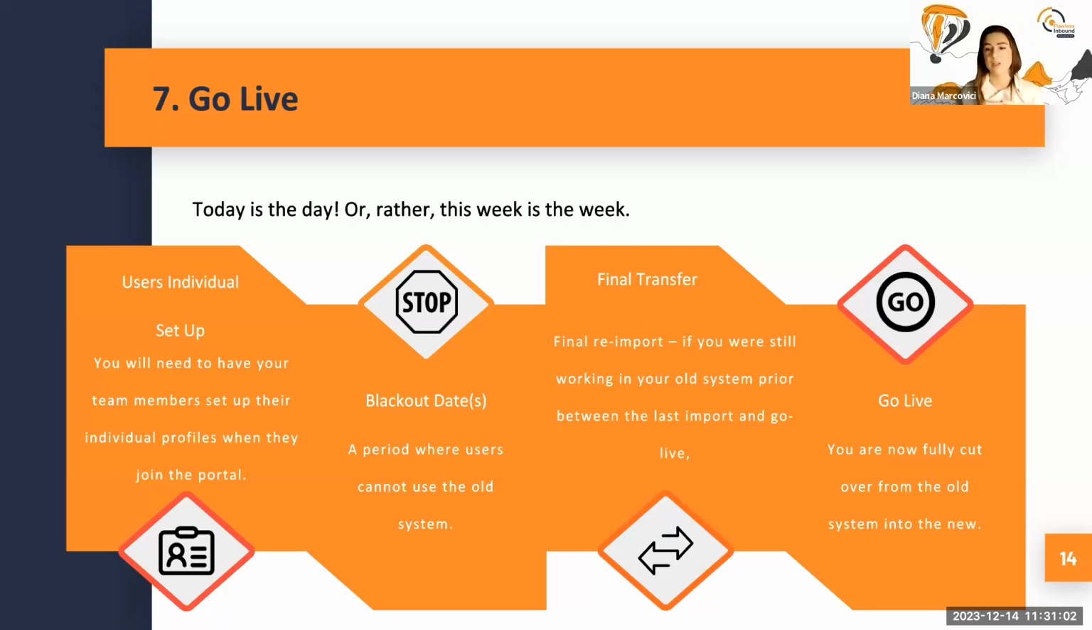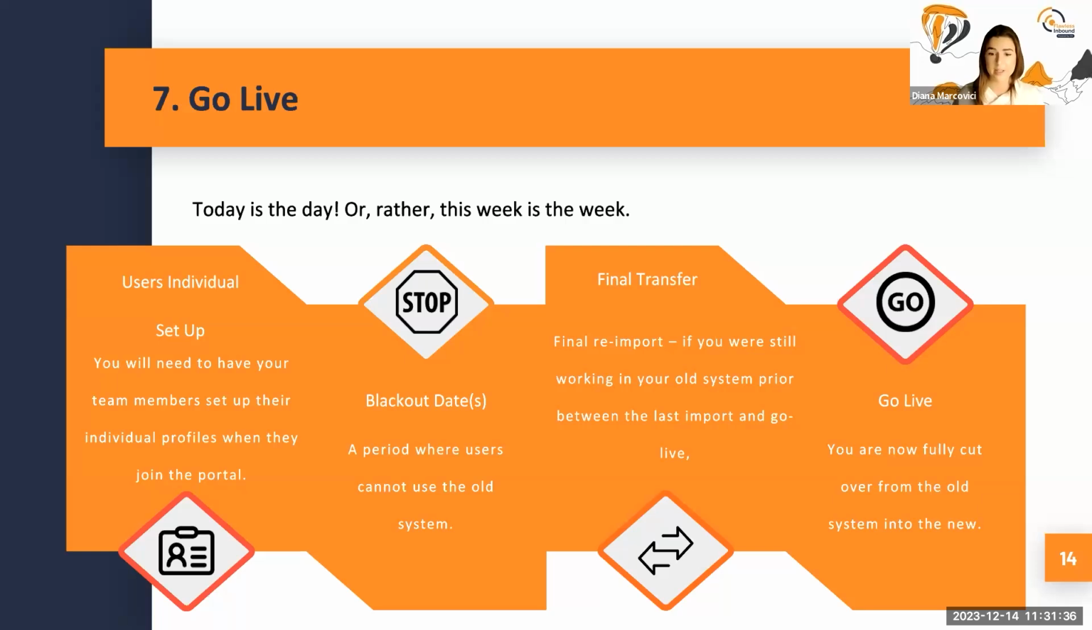So in HubSpot, this would include connecting their personal emails, especially when it comes to sales reps and customer service reps. This is very key so that they can log all of their activities, setting up their meeting links and any other individual settings they want to add. This would include things like notifications. And the reason why we recommend that you do this nearer to launch and not early on in the process is just to make sure that the users aren't changing information in the new system before you go live.